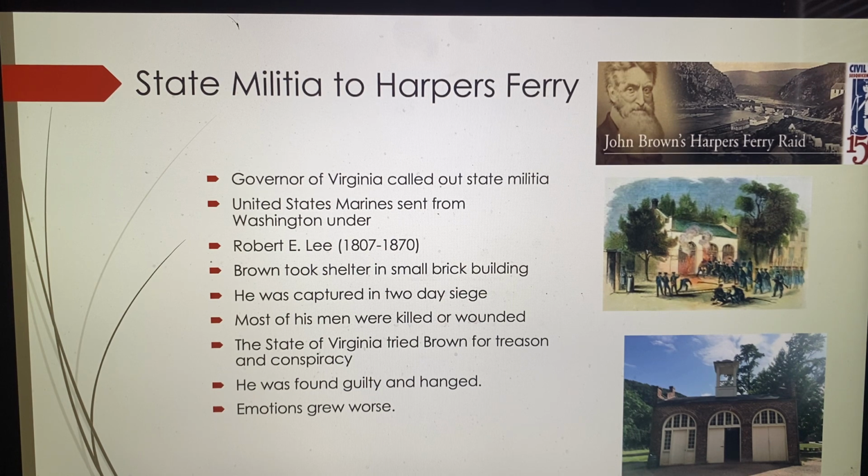Well, a lot of abolitionists, those against slavery, didn't like the idea that they ended up hanging John Brown, who basically was trying to stand against slavery in the only way he knew how. And then the South, of course, wanted to get rid of every abolitionist, and emotions grew very fiery. In fact, the emotions grew worse on both sides.